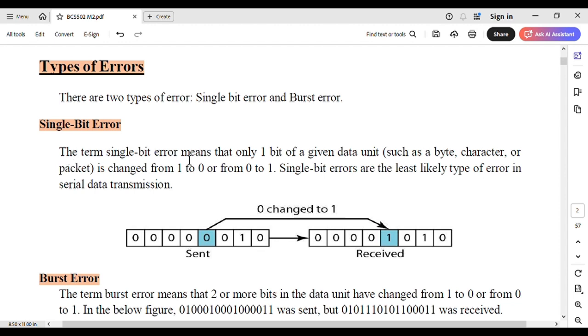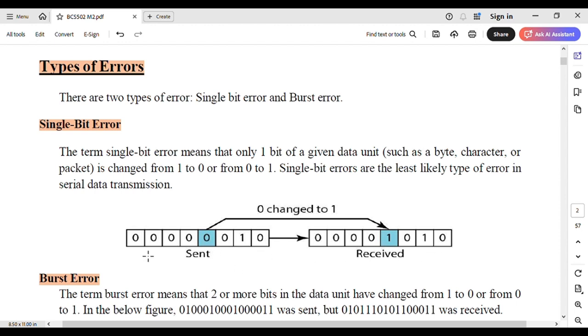The term single bit error means that only one bit of a given data unit, such as a byte, character or packet, is changed from 1 to 0 or from 0 to 1. Single bit errors are the least likely type of error in serial data transmission. Whenever we have serial data transmission, at that time this type of single bit error can be present. You can observe here the example: this is the input we are sending from the sender, and then it is received at the receiver.